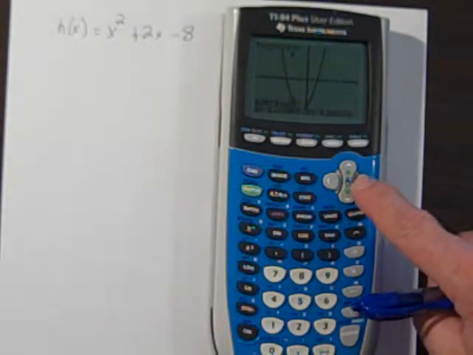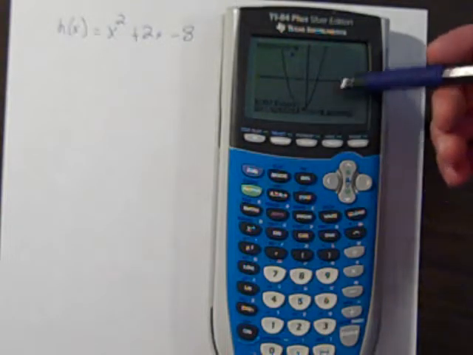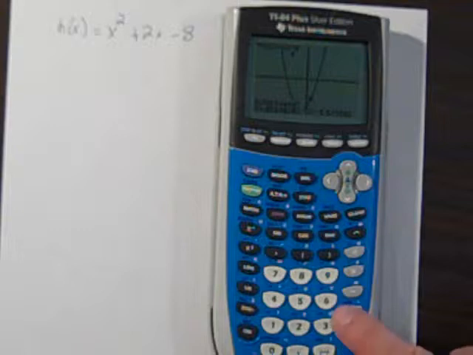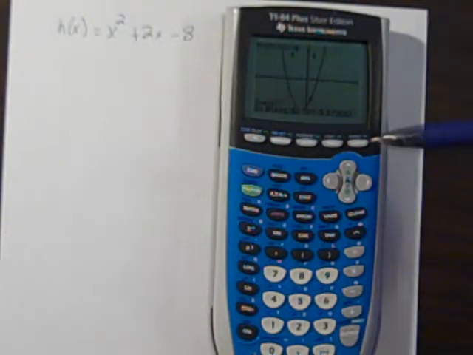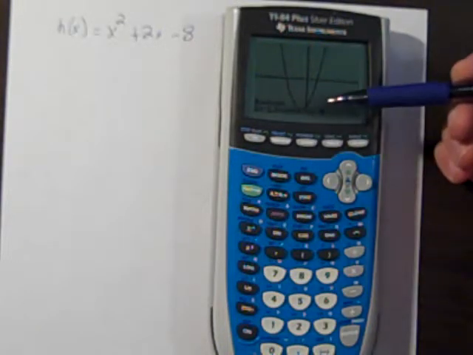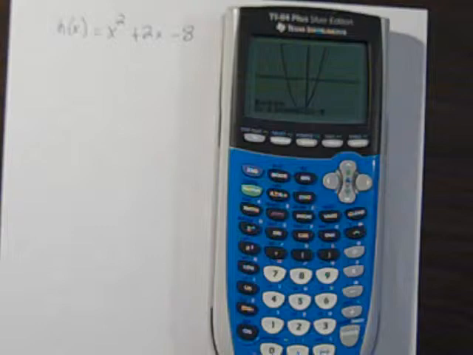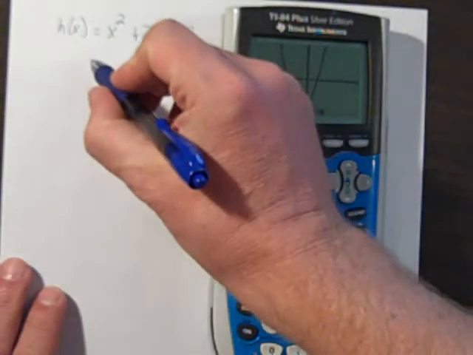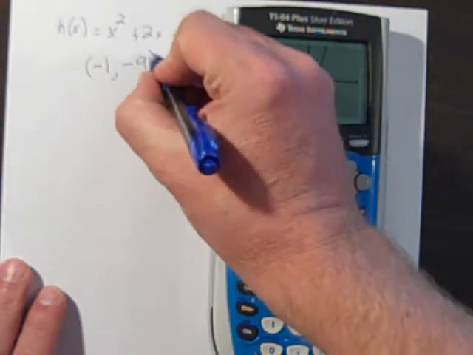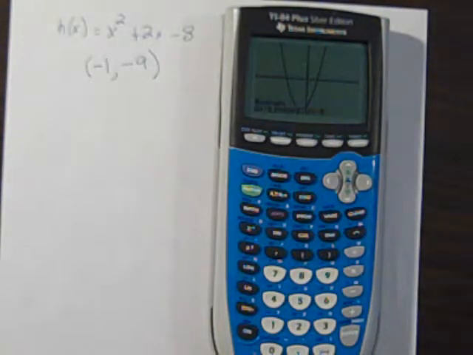Now it says go to the right side. Now I got to scroll over in this direction. I need to have some point on this side. It doesn't really matter which one. You hit enter, and it says, would you like to guess? And you say, of course, we'd love to guess. Then it pops up here, and it says our minimum point is -1, -9. So your vertex on this one would be -1, -9. Okay, that's your lowest point.